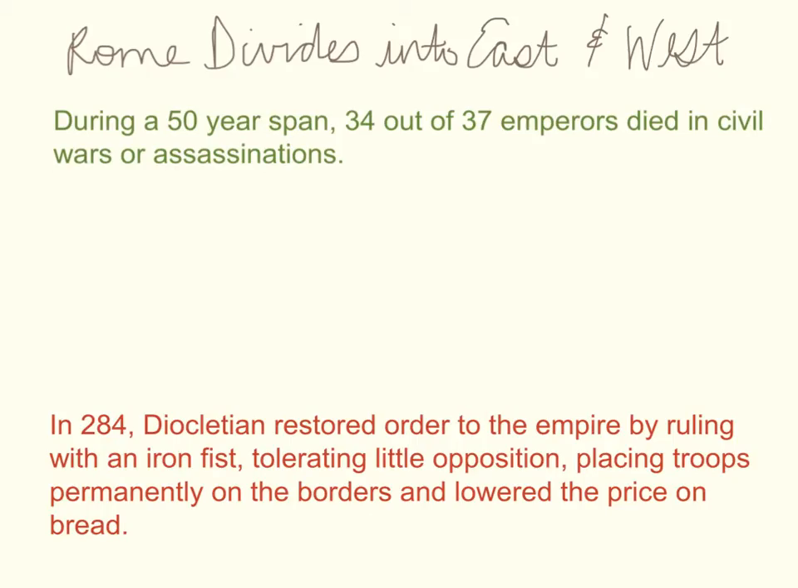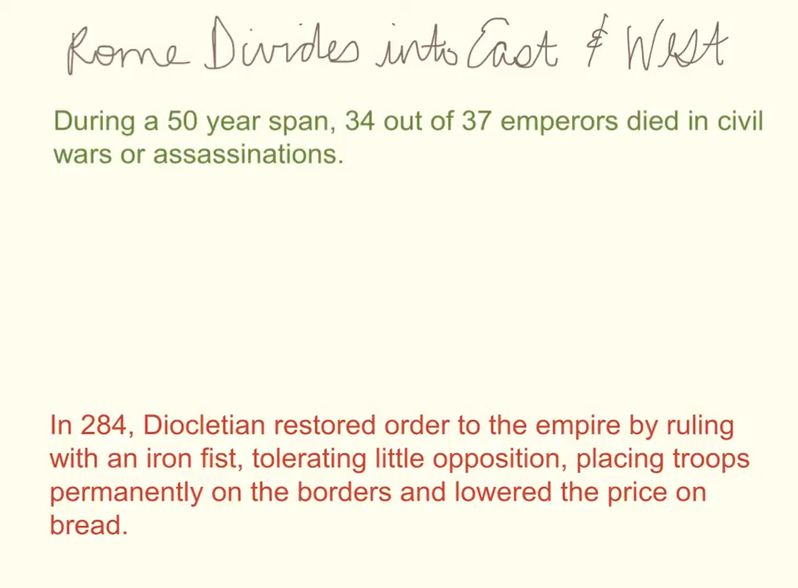All right, so during a 50-year span, there were 37 emperors in power, and 34 of them either died during civil wars or through assassinations. So think about it. You have 50 years, you had 37 emperors. The percentages of how long you ruled weren't great.